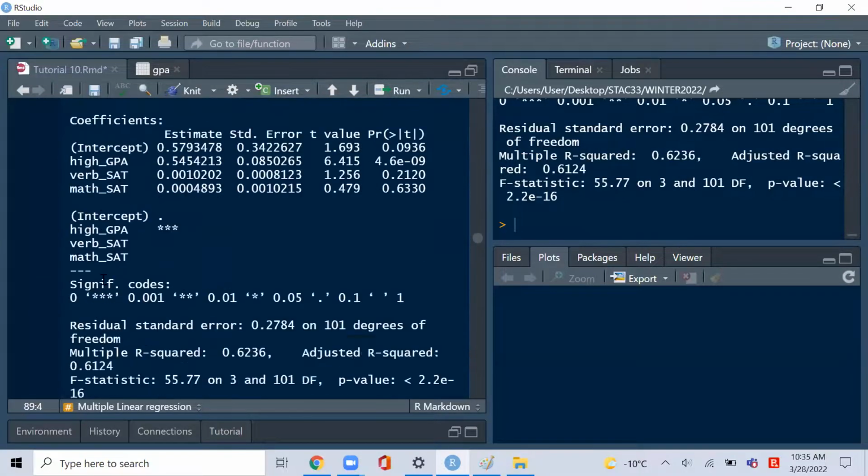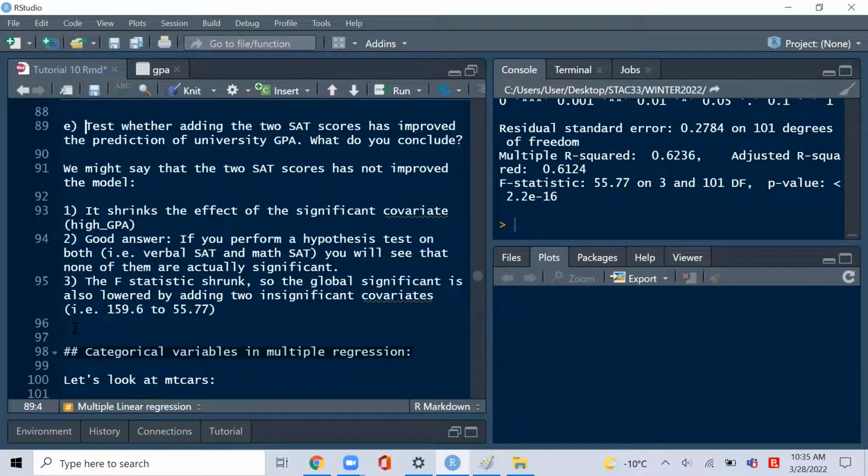There's a couple of ways you could do this. So really the good answer is number 2. I put good answer as number 2 because when he says test whether adding two covariates has improved your model, he's actually telling you to perform a hypothesis test. So generally speaking, he's asking you to do 2. You would perform a hypothesis test, and you would see that both of them are not significant to the model when you look at the hypothesis test.